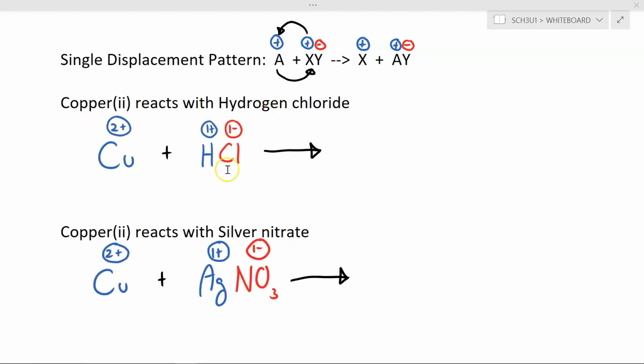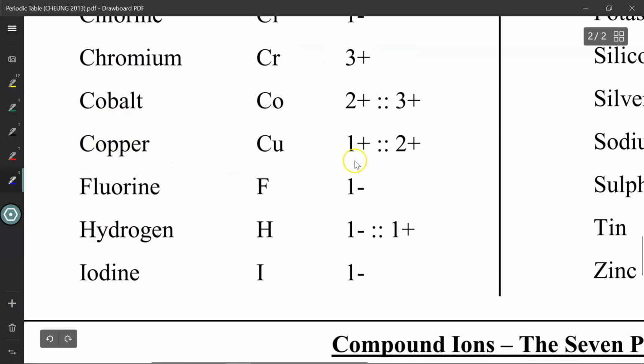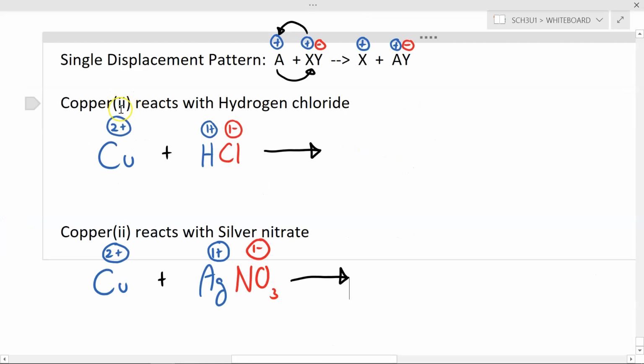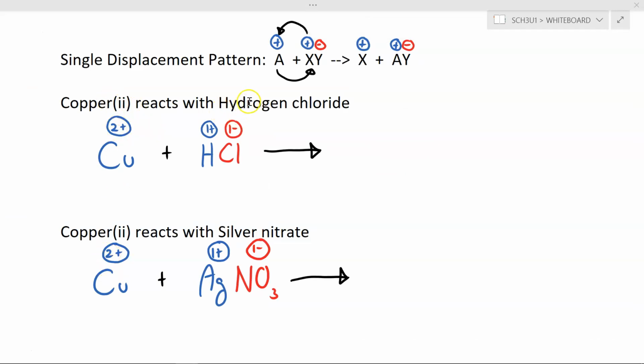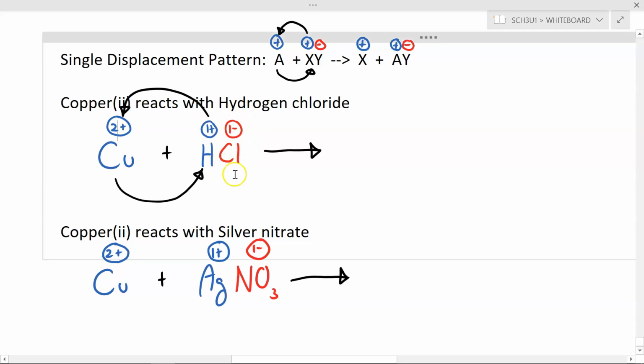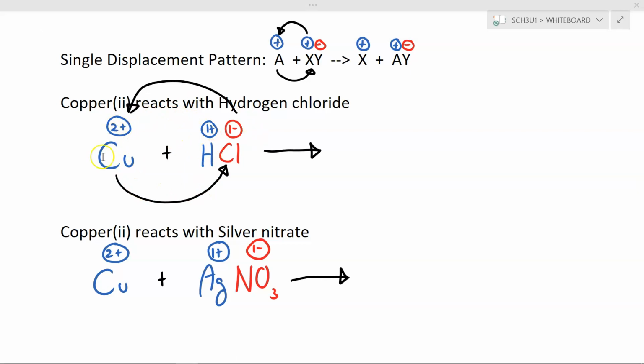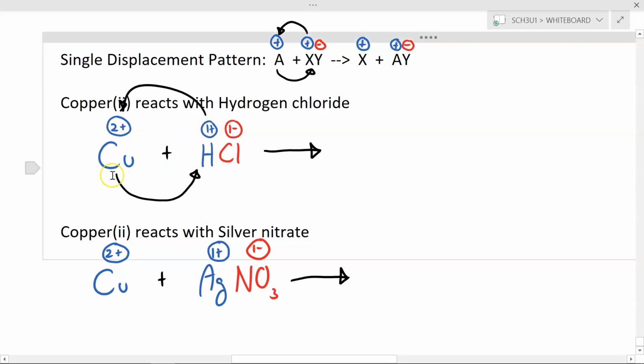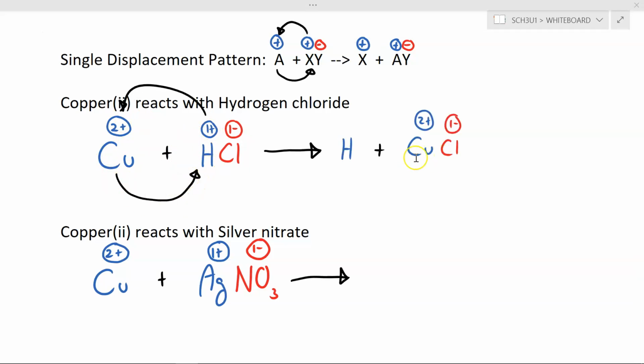Alright, so the first step is to write out the symbols. Because copper is multivalent with two options, 1+ or 2+, I had to specify which version of copper it is. In this case, it's copper 2+. Next, we react it with hydrogen chloride. Make sure it's zero summed. In this case, 1+ and 1- adds up to 0, so that's good. And now we switch places. Positive switching places with a positive. Don't switch it with a negative, otherwise you'd have two positives stuck together, and that won't last very long because they would repel. So copper will switch places with the hydrogen, giving us a new partnership.